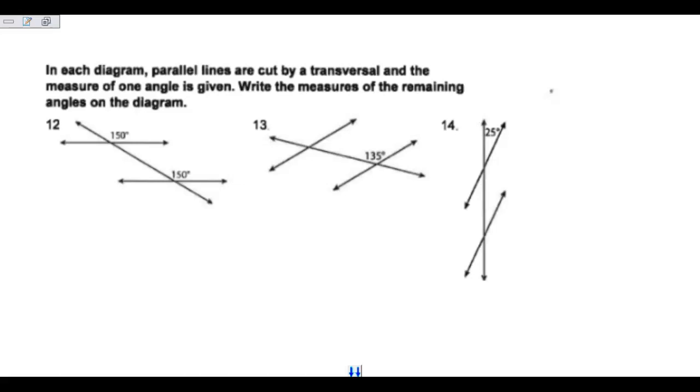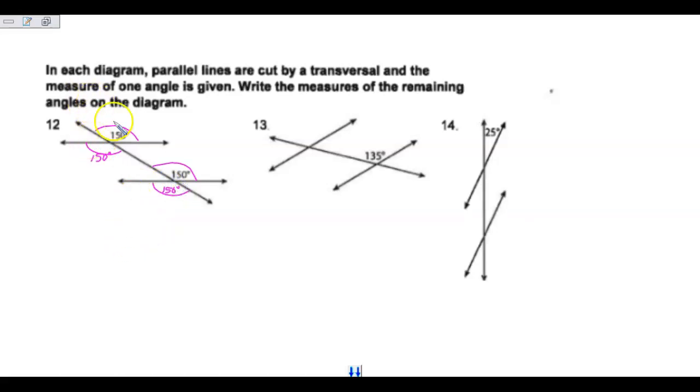In each diagram, parallel lines are cut by a transversal and the measure of one angle is given. Write the measures of the remaining angles on the diagram. We're going to do number 12 together. So I have two parallel lines, and I have this transversal, and I know that this one is 150, and this one's 150. These are corresponding. If I think about them being vertical angles, I know that vertical angles are also congruent. So I know that this angle is equal to this angle and is equal to this angle. So this is 150 and this is 150.